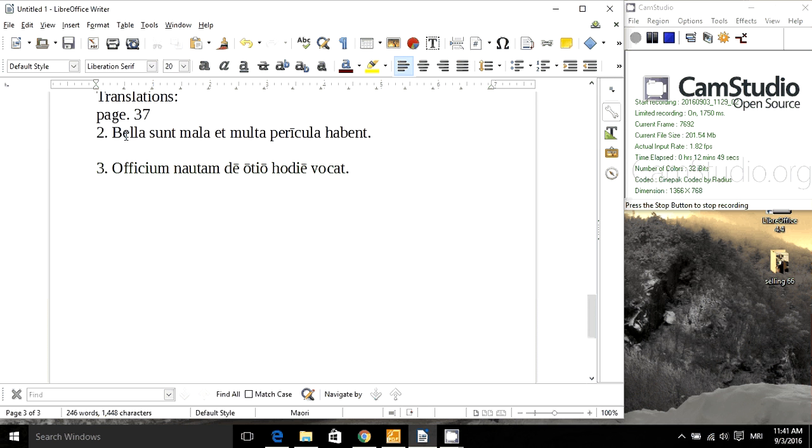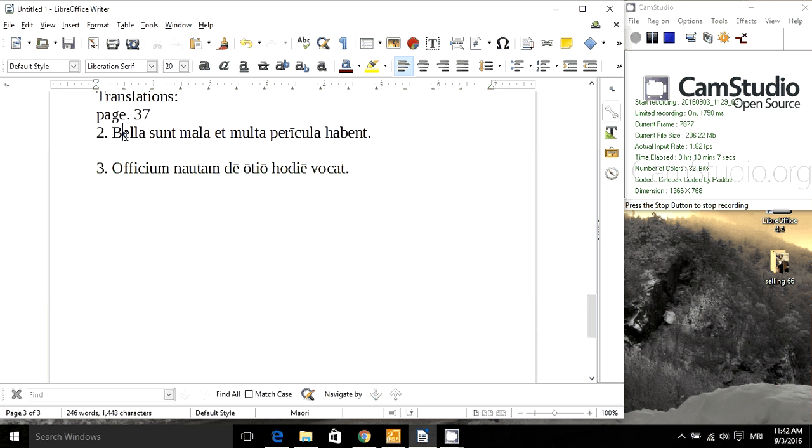Bellus, bella, bellum. So that's an adjective. That's how adjectives will be listed, with their 3 endings. Means pretty, handsome, charming, beautiful. And don't confuse it with bellum, meaning war. So that can be confusing sometimes in the neuter.